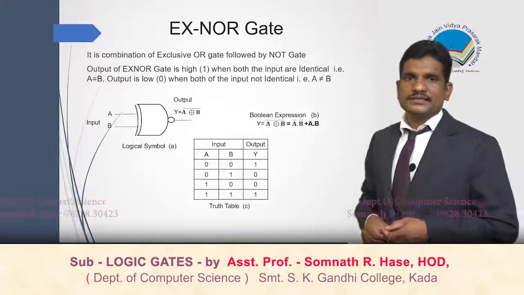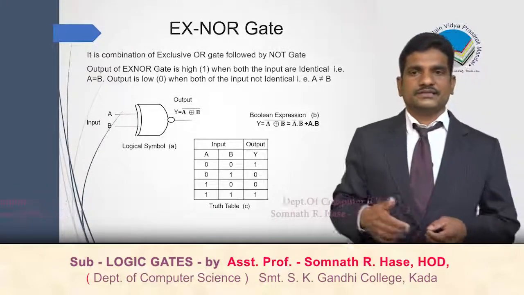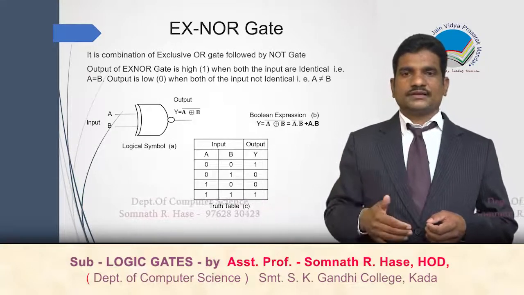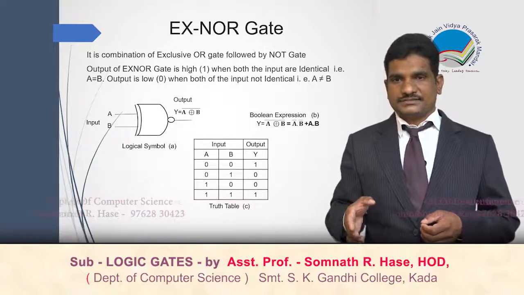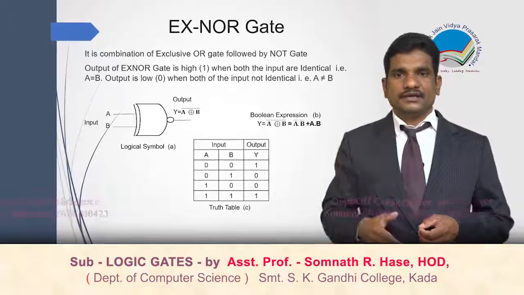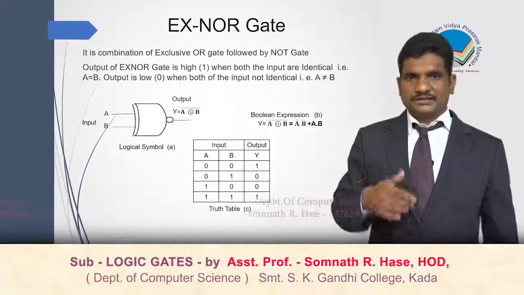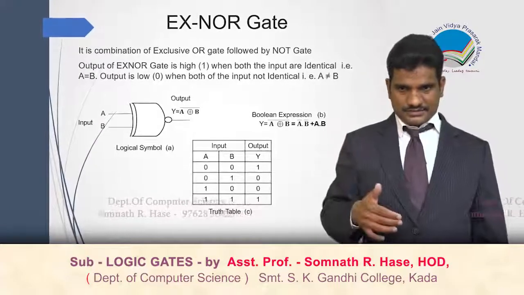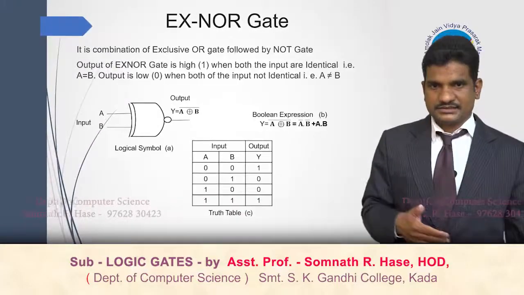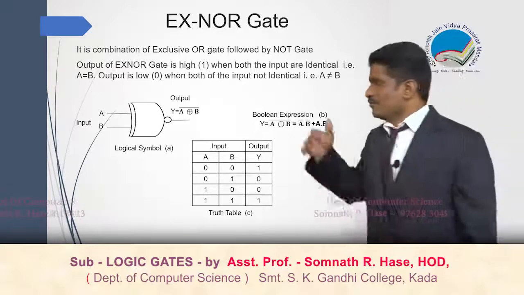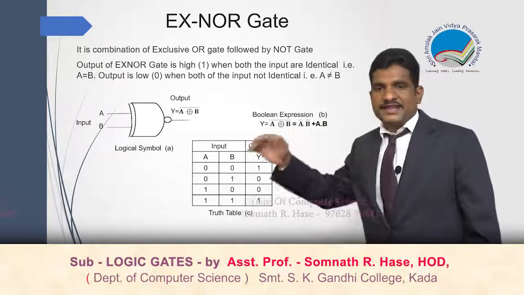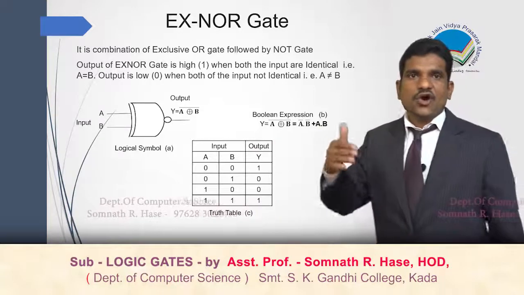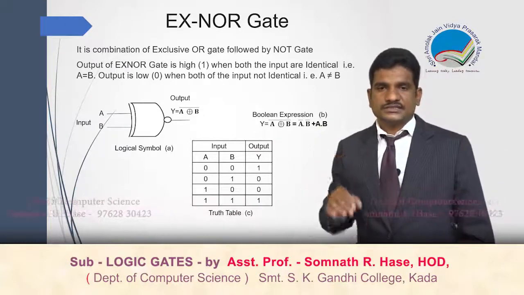Then after the XOR gate, the next one is the XNOR gate. It is opposite to the XOR gate. It is a combination of the XOR gate followed by a NOT gate, so it consists of a NOT gate as well as an XOR gate. This gate states that when both the inputs are identical, then only the output is 1. In all other cases, the output is 0.